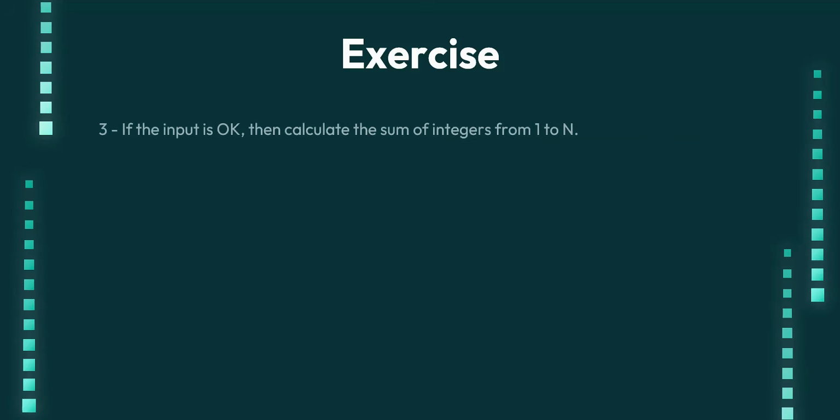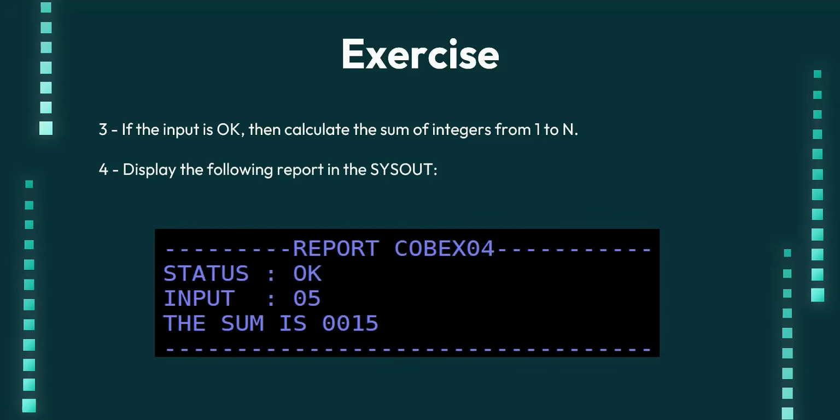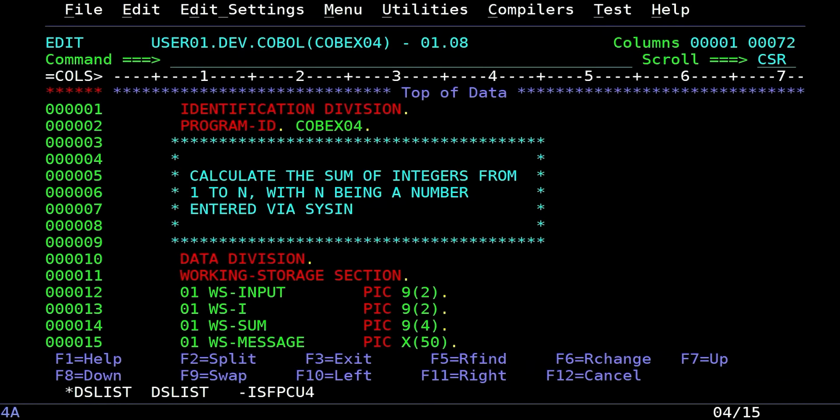If the input is OK, then calculate the sum of integers from 1 to n. Finally, display the following report in sysout. As usual, I invite you to pause the video and try to complete the exercise on your own. Here's my solution.